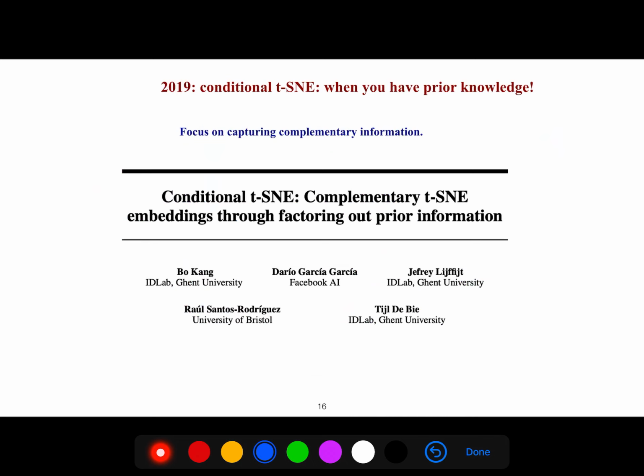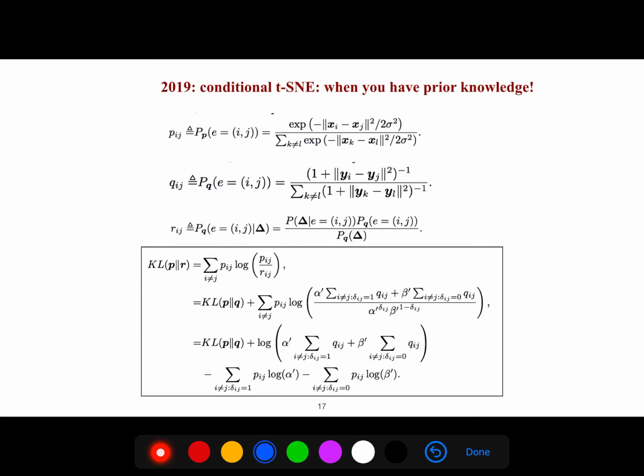And so in 2019, great researchers from Ghent University, like Geoffrey and these two amazing researchers, noticed that we can focus on capturing complementary information if you have prior knowledge. So what do you mean? This is the same thing. We have P and Q, but instead of P and Q, we want to minimize the Kullback-Leibler divergence between P and R. So the Kullback-Leibler divergence between P and R should be minimized.